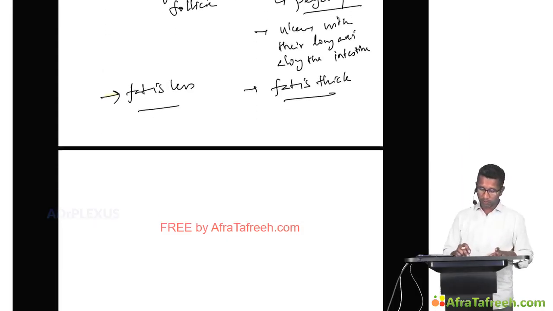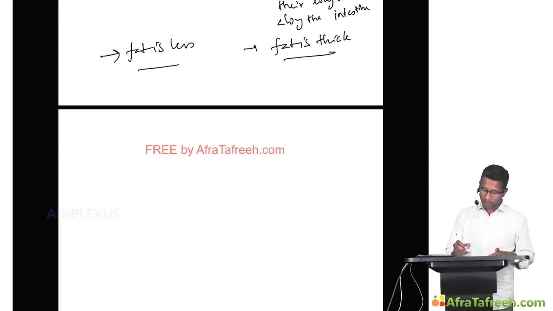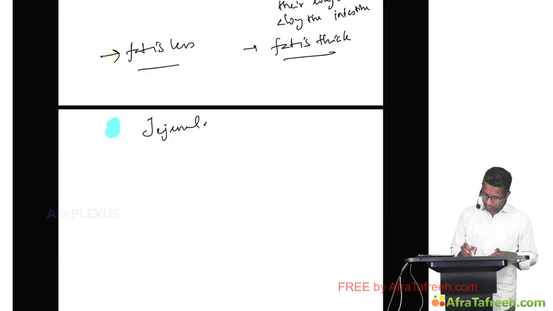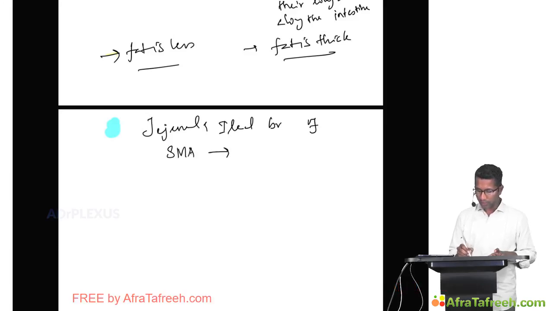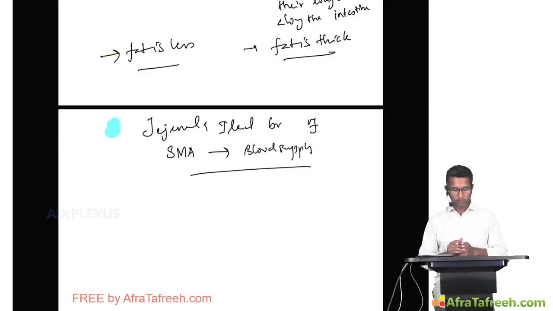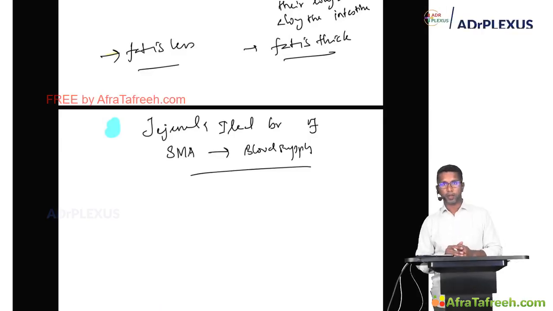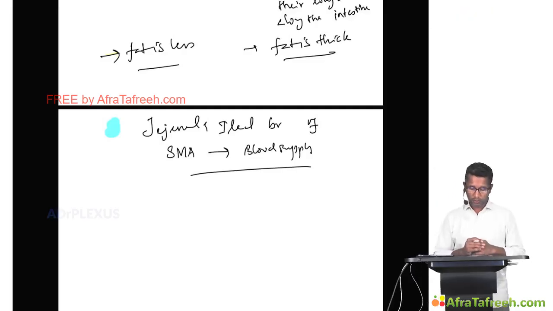And what is the blood supply for these? The jejunal and the ileal branches of the superior mesenteric artery are the blood supply for the jejunum and ileum. So this is about the jejunum and ileum.